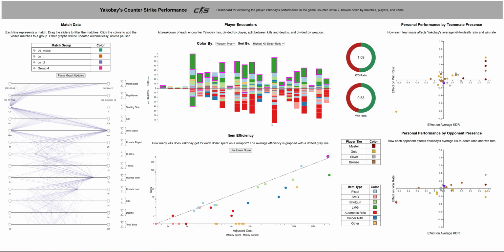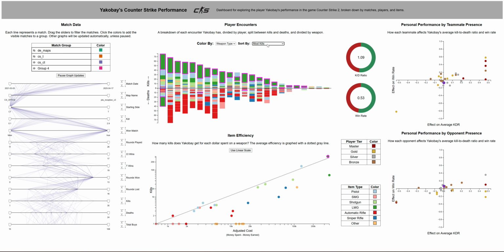And that's something to keep in mind when I play, and it affects what weapons I buy and how I strategize based on that player's presence. And then if I move down, it's also sortable by the most kills, most deaths, and most encounters in case I want to see people I match up with commonly.